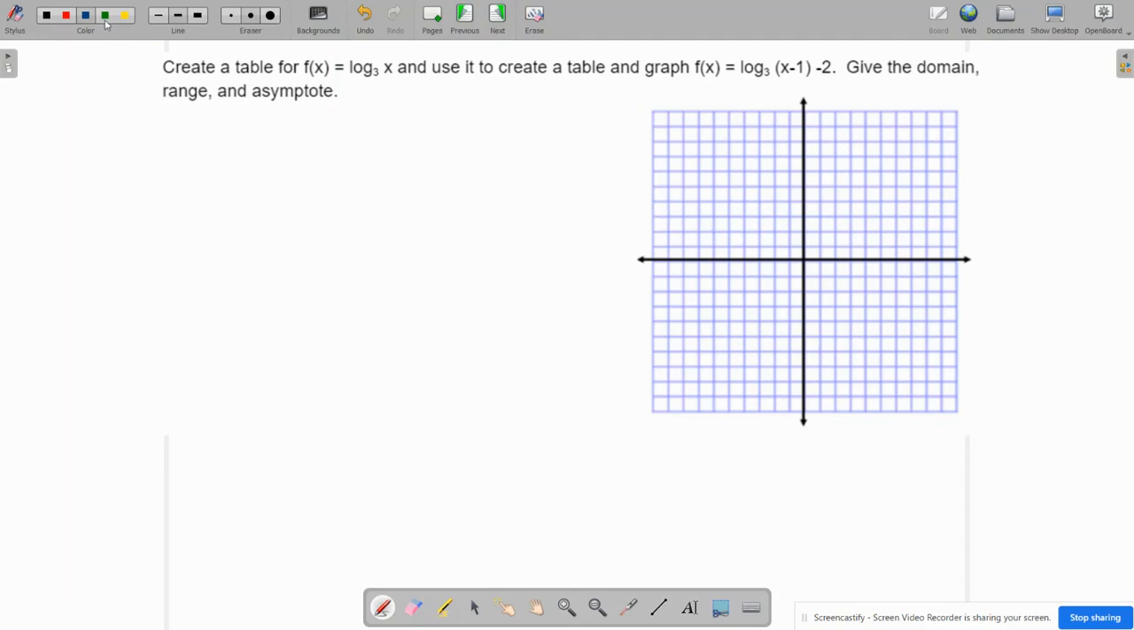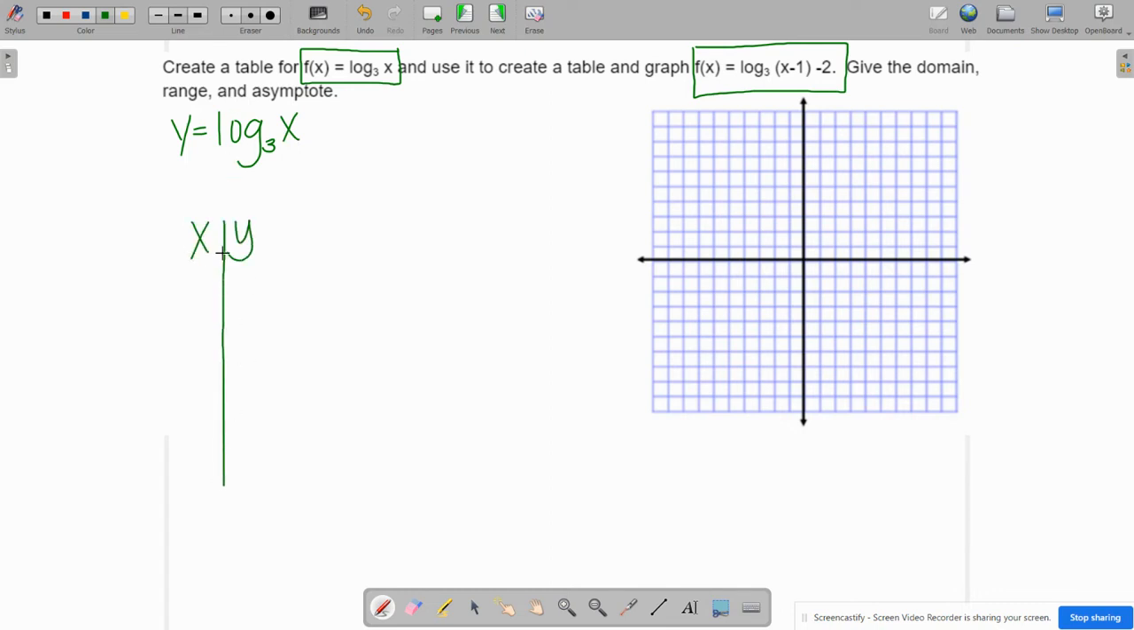Okay, so in this example, we are going to graph the logarithm, and we're actually going to graph this one over here. So f of x equals log base 3 of the quantity x minus 1, minus 2. But the instructions are to create a table for f of x equals log base 3 of x, and then we're going to actually translate to get this function over here. So if we're going to start with creating a table, we're going to start with this function, log base 3 of x. We've been referencing this as kind of like the parent function that then you transform.